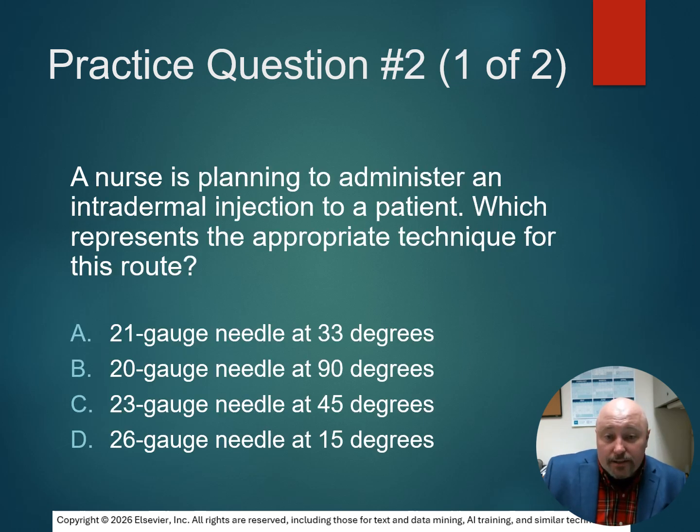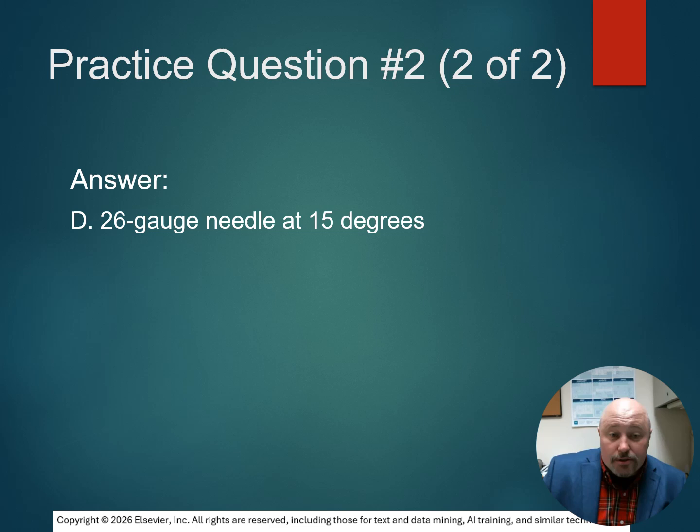A nurse is planning to administer an intradermal injection to a patient. Which represents the appropriate technique for this route? Would that be A, a 21 gauge needle at 33 degrees, B, a 20 gauge needle at 90 degrees, C, a 23 gauge needle at 45 degrees, or D, a 26 gauge needle at 15 degrees? And that answer is going to be D, a 26 gauge needle at 15 degrees.